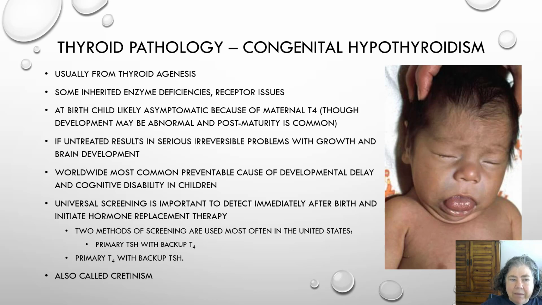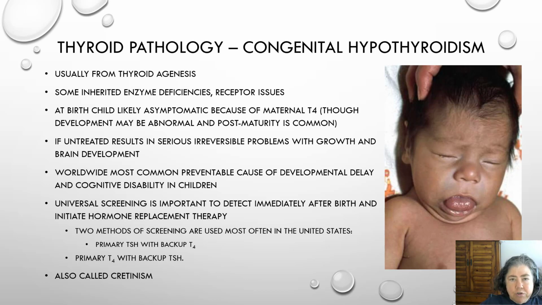They may have some abnormal development. They may be post mature. So these are the babies that go to 42, 43, 44 weeks. And if untreated, will result in problems with growth and brain development that are again irreversible. You have to treat immediately. So in many parts of the world, it's the most common preventable cause of developmental delay and cognitive problems in children.